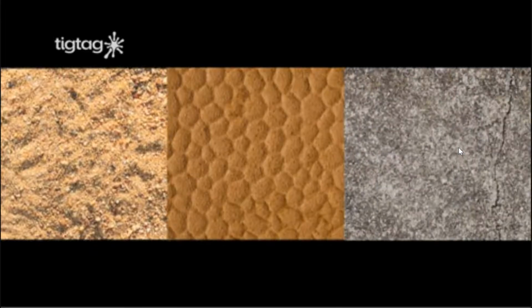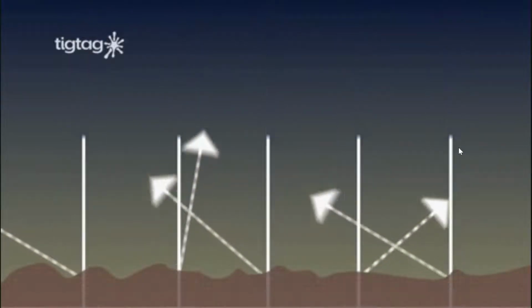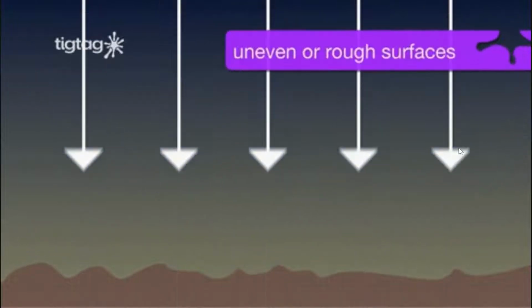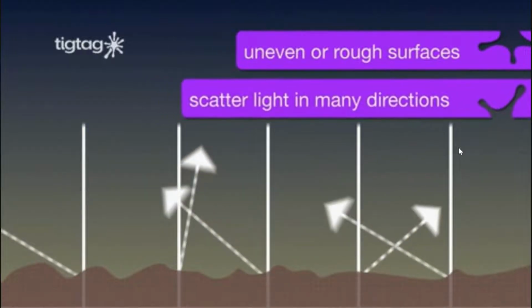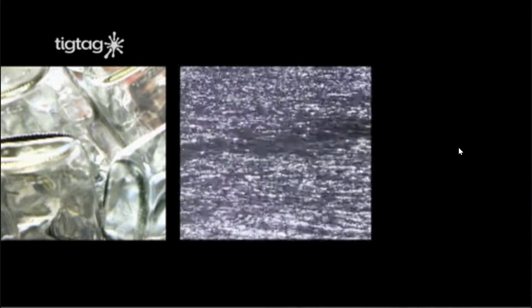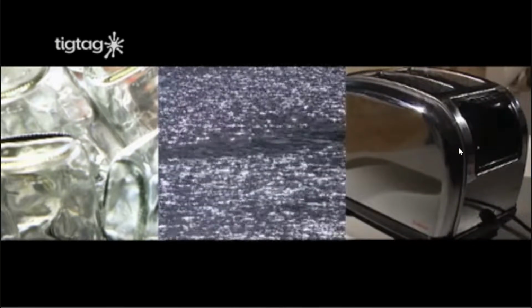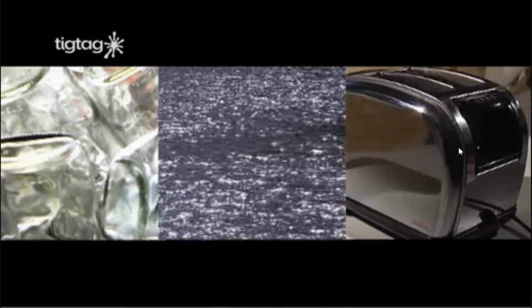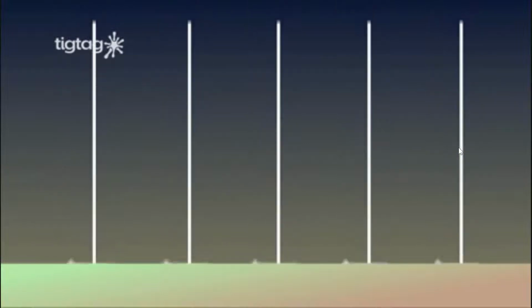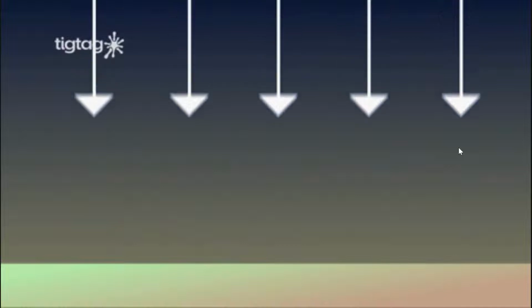Uneven or rough surfaces, like sand, leather and stone, scatter the light that hits them. While some light is absorbed, most of it bounces off all the tiny bumps on the surface in many different directions. Smooth, light-coloured or shiny surfaces like glass, water and metal are excellent reflectors. All the light that hits them bounces back off. We say they are highly reflective.